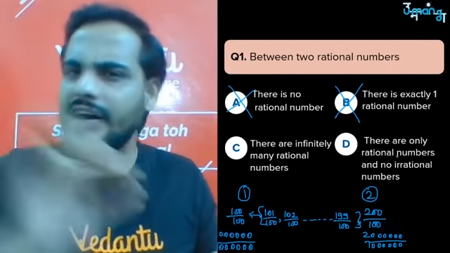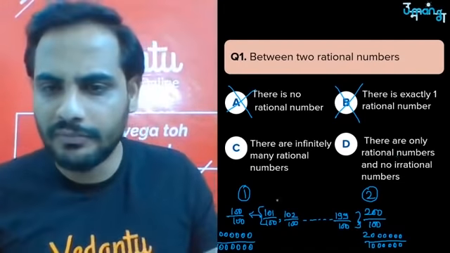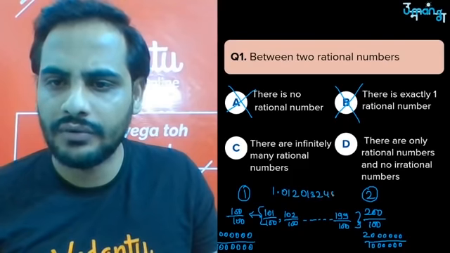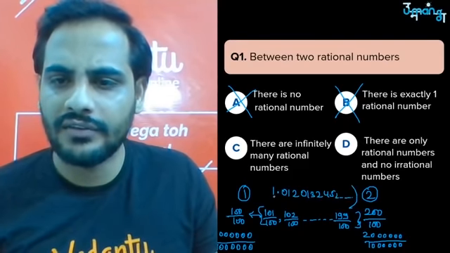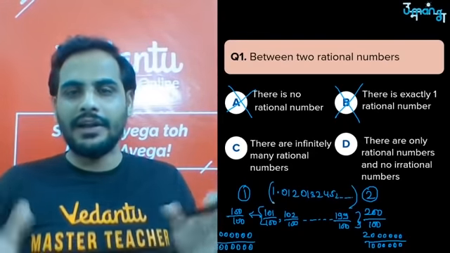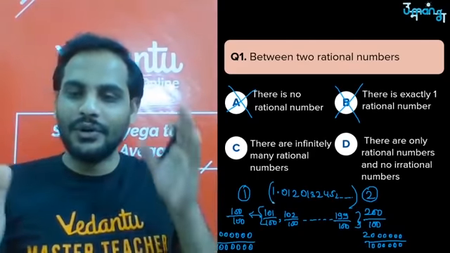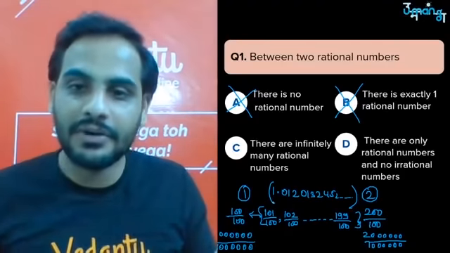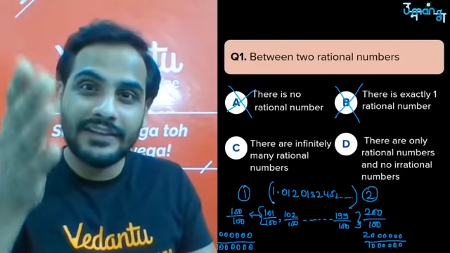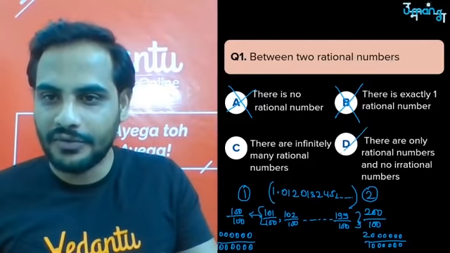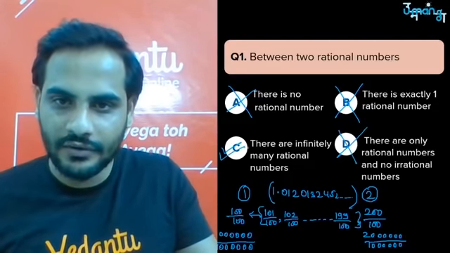I strictly don't agree with this, because between 1 and 2, I can write 1.0132452 and so on. You can see this is an irrational number and it is 1 point something, so it is greater than 1 and less than 2. So between them there are irrational numbers, and this way I can write infinite irrational numbers. So option D is also wrong. Option C is your correct answer.